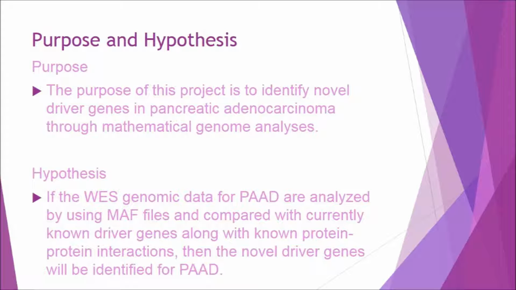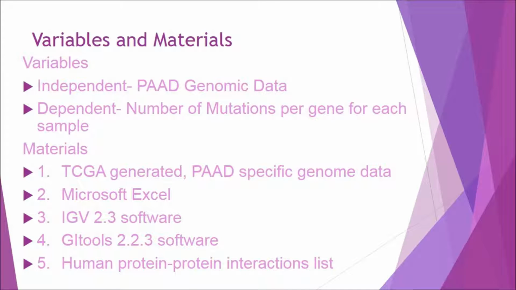My hypothesis was that if the whole exome sequence genomic data for pancreatic cancer are analyzed by using MAF files, or mutation files as we call them, and if they're compared with currently known driver genes along with known protein-protein interactions, then the novel driver genes will be identified for PAAD. So what we're actually focusing on is the number of mutations per gene for each sample of pancreatic cancer. This is what we're analyzing with mathematics in order to find the novel driver genes.